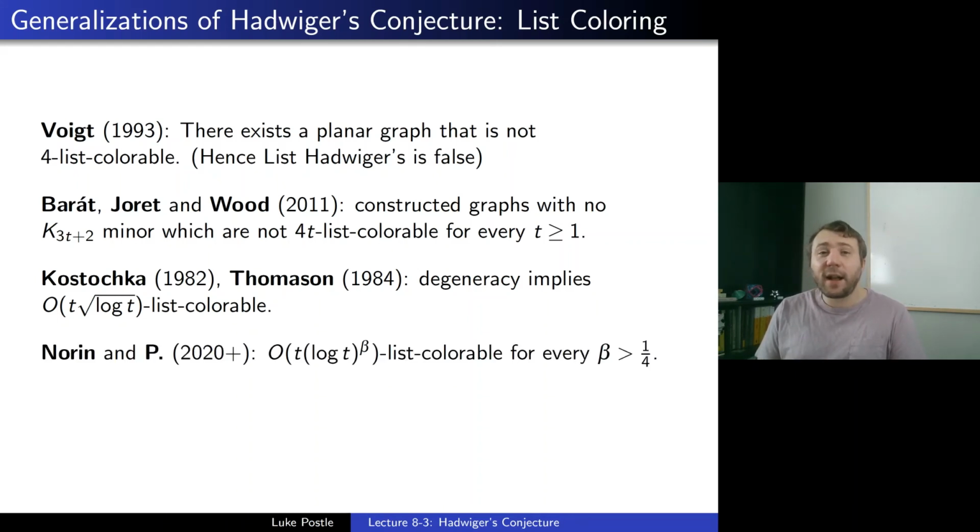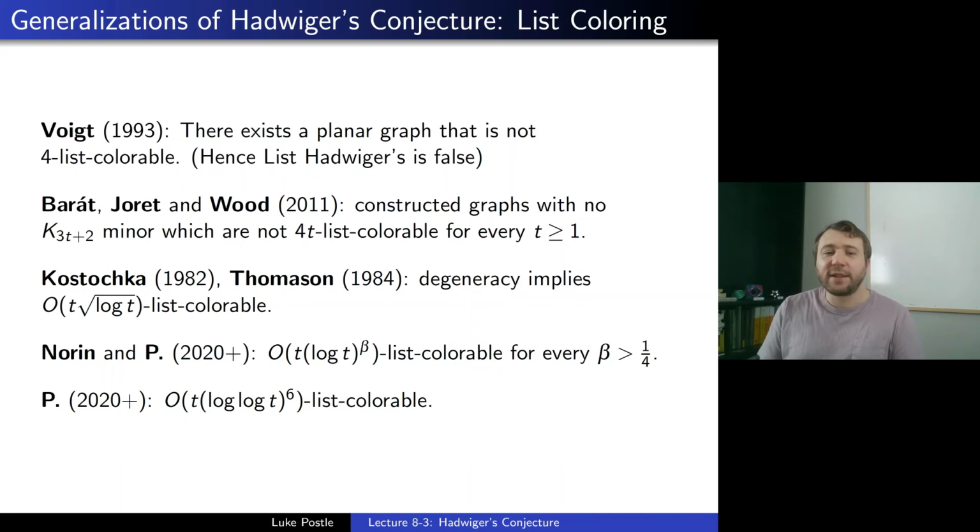And then with Sergey Norin and myself, we adapted the quarter proof to work for list coloring, and then just this year, very recently, adapted the t log t to the 6th proof to work for list coloring as well. And so that's where we are on the state of things.